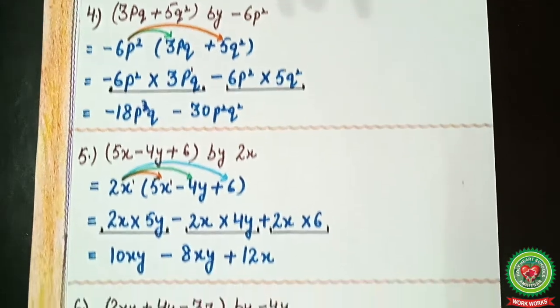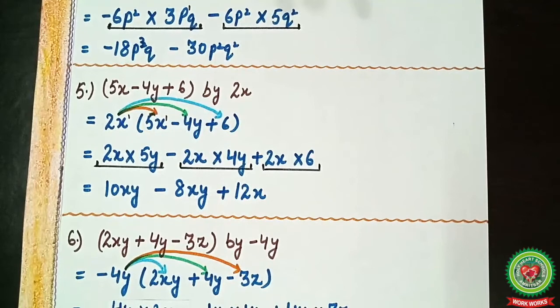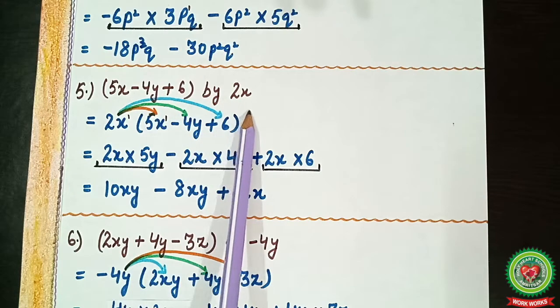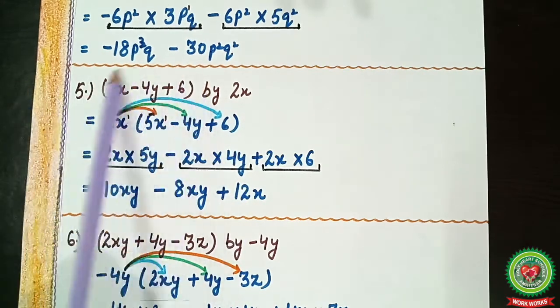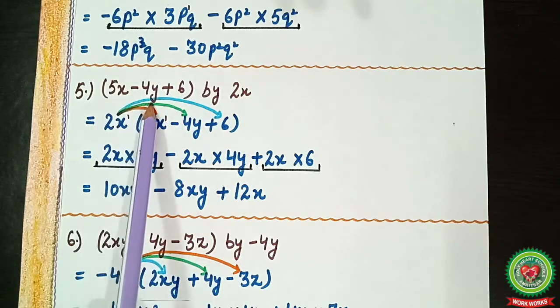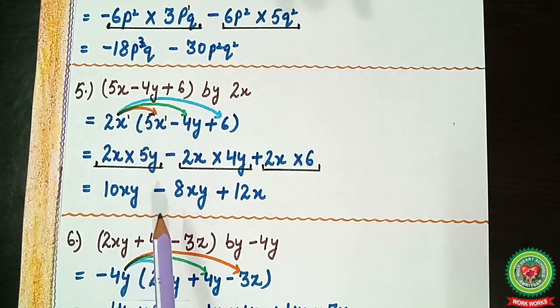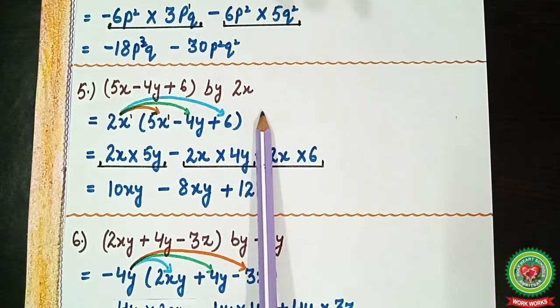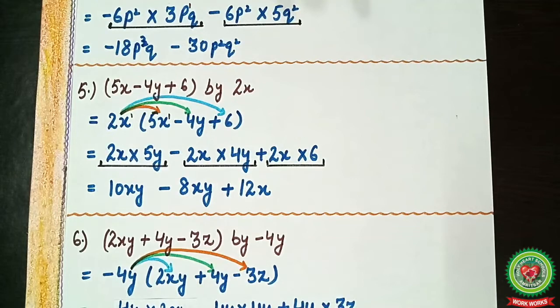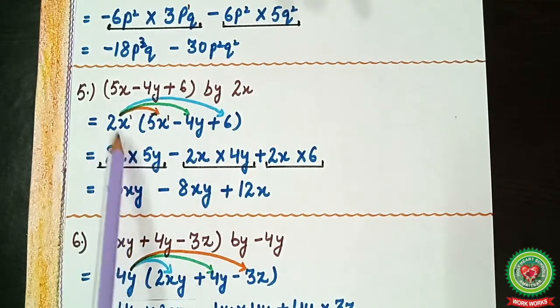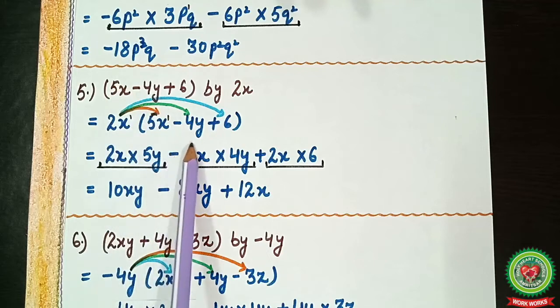So now move to another question, that is example number 5. So here is a statement, multiply 5x minus 4y plus 6 by 2x. Now students, remember which type of expression is this? Yes, this is trinomial because it contains 3 terms. So here again this is a monomial with one term only. So here you will multiply trinomial by a monomial. So here you will write monomial at the first place and trinomial at the second place.